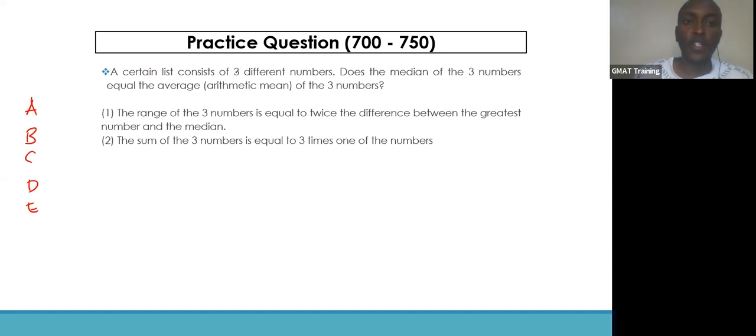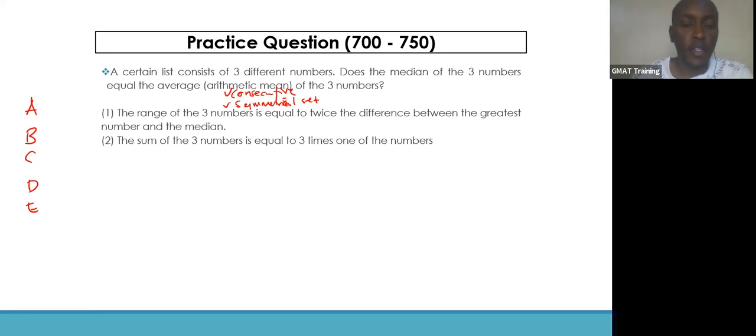A certain list contains 3 different numbers. Does the median of the 3 numbers equal the average or the arithmetic mean of the 3 numbers? When does this equal the average? This is when we have consecutive integers or a symmetrical set. These are the 2 properties we had earlier.